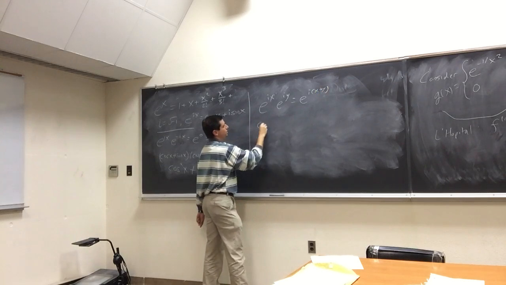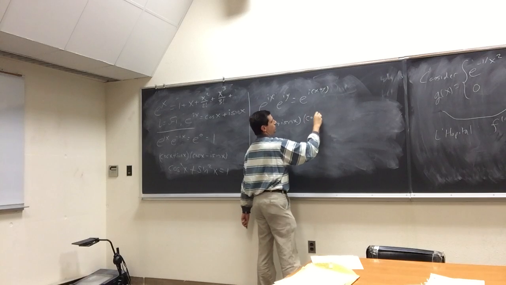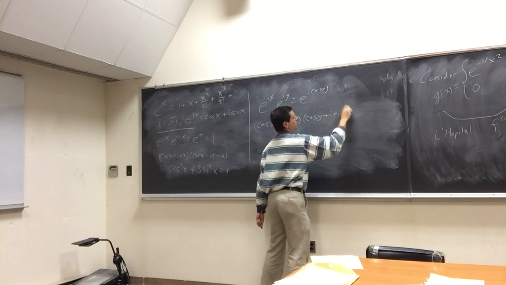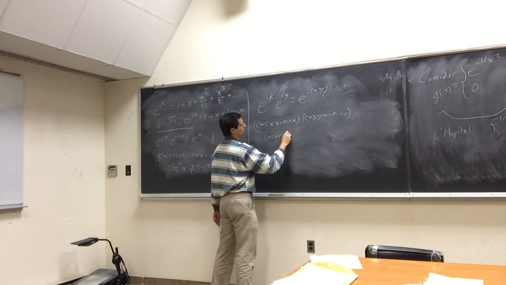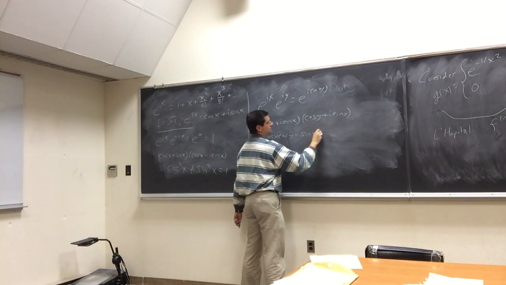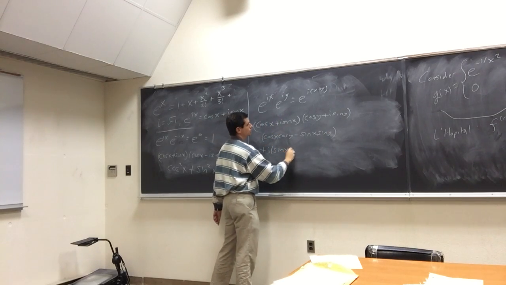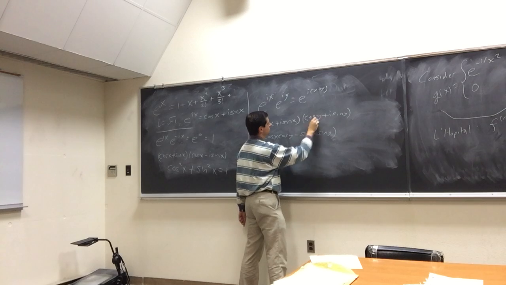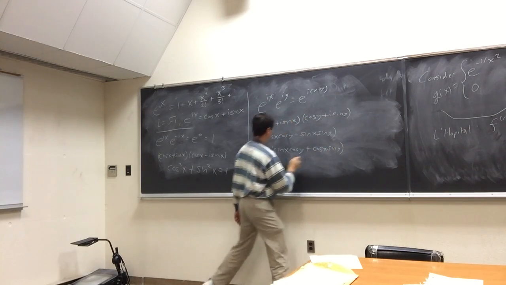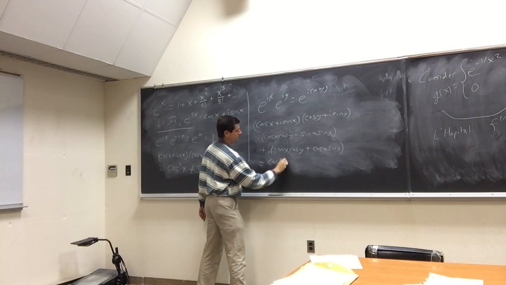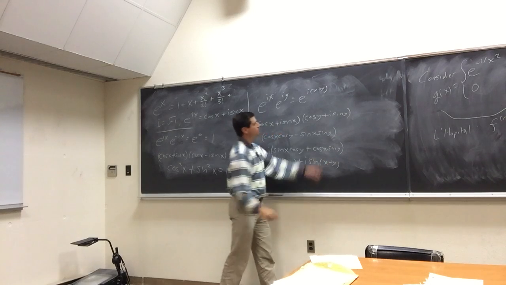Take e to the ix, e to the iy, this is e to the ix plus y. If we write this out, we get cosine x plus i sine x, cosine y plus i sine y. We now do cross multiplying. We get cosine x cosine y minus sine x sine y, that's the real part, plus i sine x cosine y plus cosine x sine y, and this has to equal the cosine of x plus y plus i sine of x plus y, just by expanding this out.